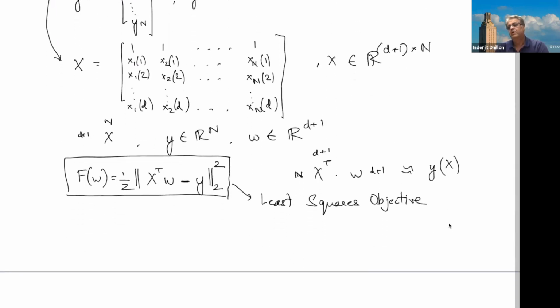Okay. So now, again, I haven't really made any progress towards solving it, except that I've written things more compactly. So remember, the goal, as before, is to find W such that f of W is minimized.